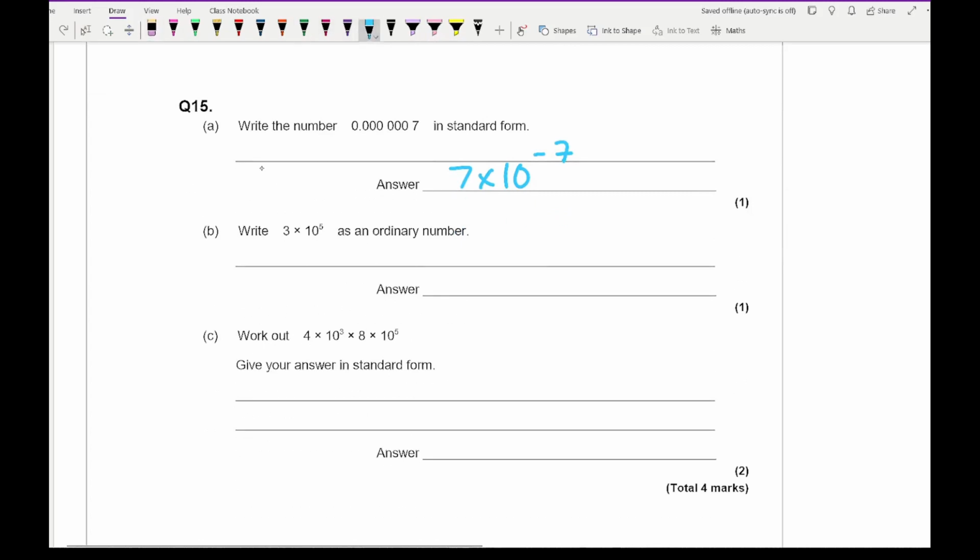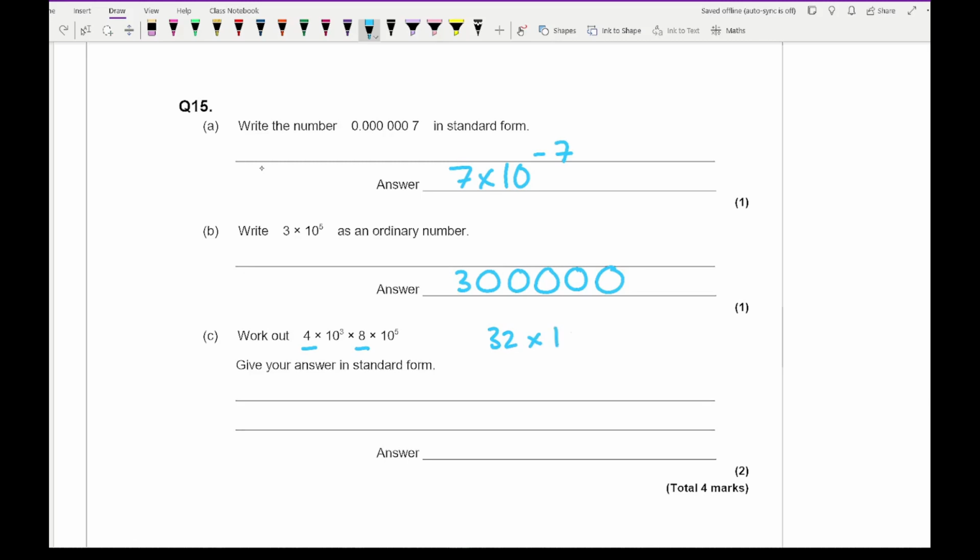And then with B, we've got 3 times 10 to the power of 5 in ordinary form, so that's going to be 3. I've got no numbers after the decimal point, so 5 take away 0 is 5, so I've got 5 zeros.